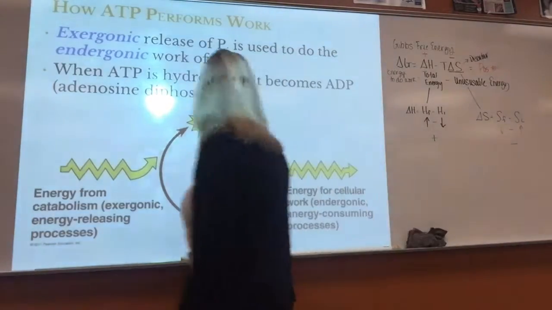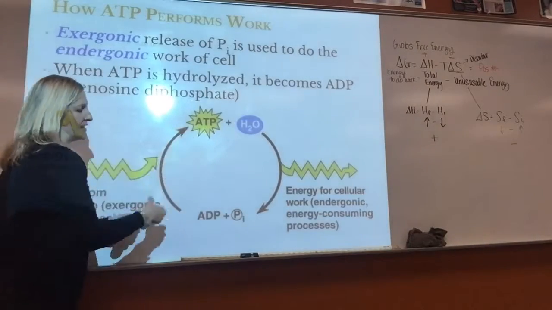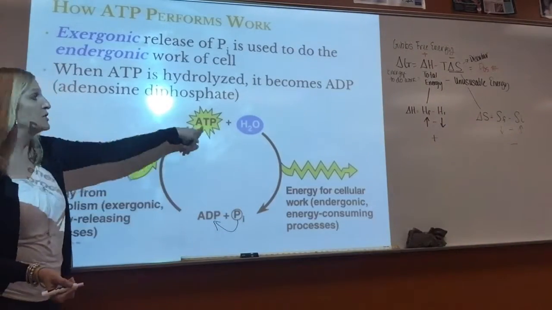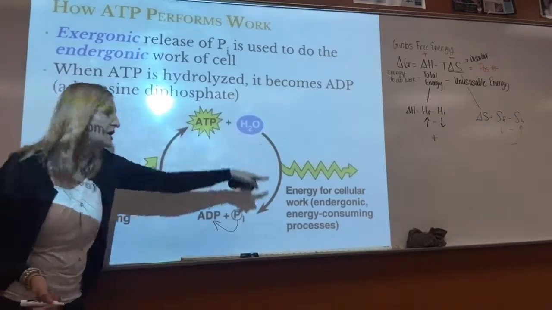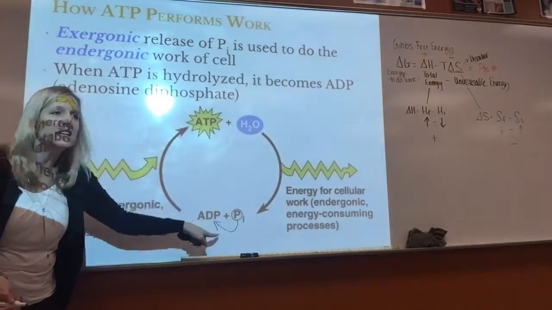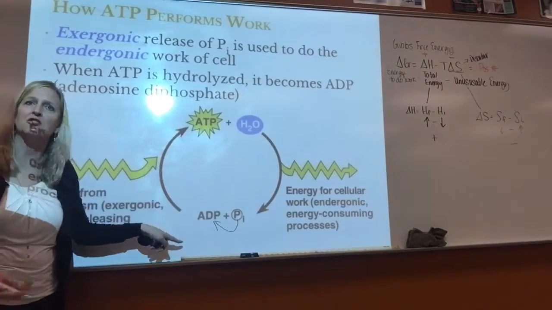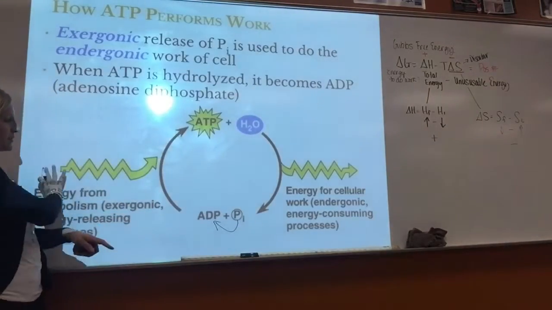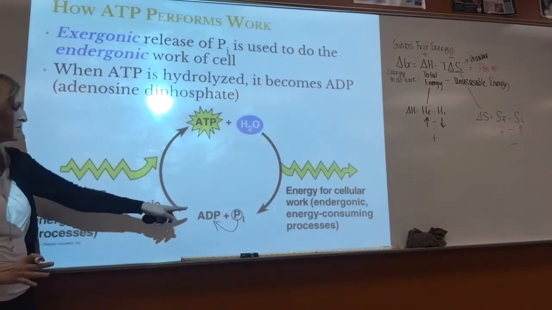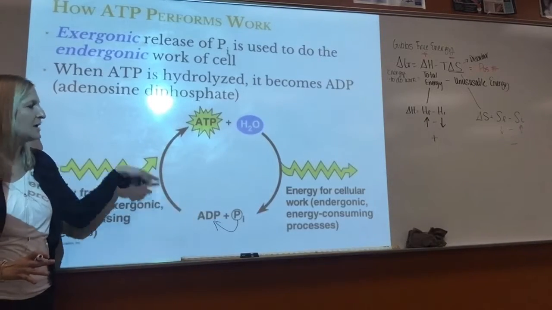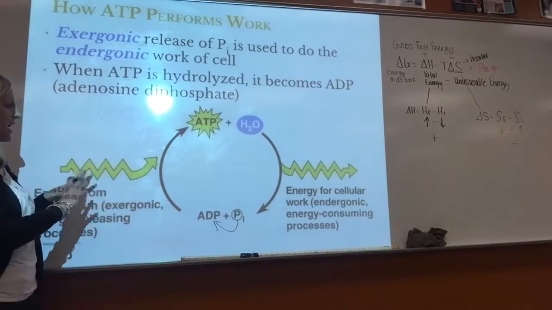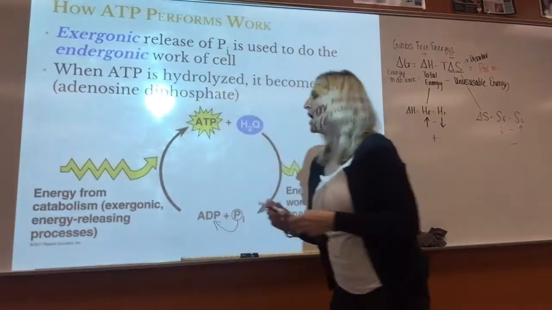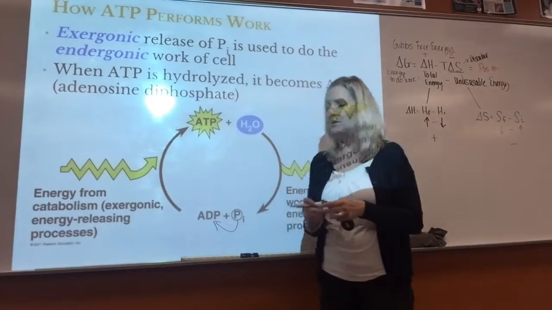So the thing is though, to make more ATP, you have to put the phosphate back onto ADP to regenerate and make more ATP so you can continue to do cellular work. This process requires energy. It takes energy to put that phosphate back on to make ATP, and so therefore we have an input of energy. So this right here is an endergonic reaction where that energy is needed. It says here energy from catabolism, exergonic energy releasing processes.